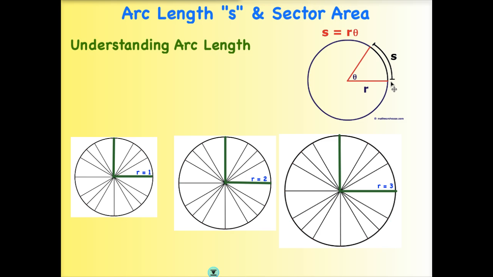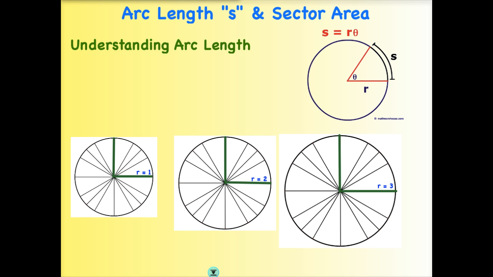Let's look at a couple of examples. In our first example, we have a unit circle. We have a radius of 1. If we're given a radius of 1 and we want to determine the arc length, we must first know what our theta is. So in this example, I have created a 90-degree angle. Hopefully right now you are thinking, what is that in radians?